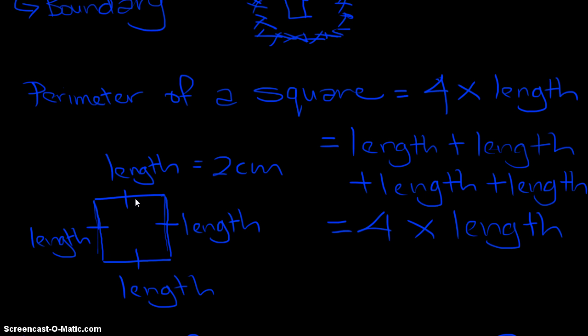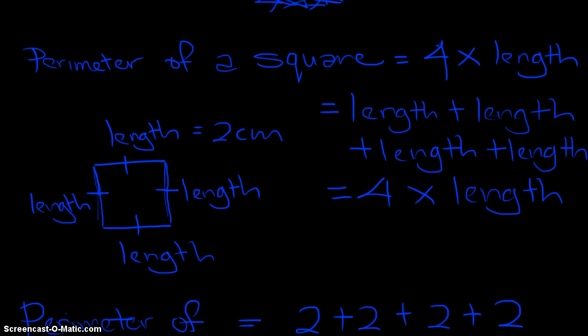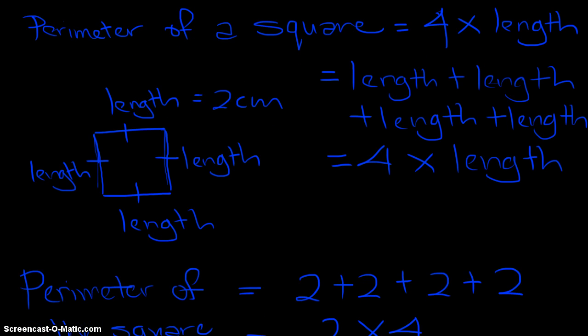Whatever length I have, it's four times the length. As you can see here, it's the length plus the length plus the length plus the length. This makes up the perimeter, which is four times the length. Let me give you an example. Let's say the length is 2 cm.